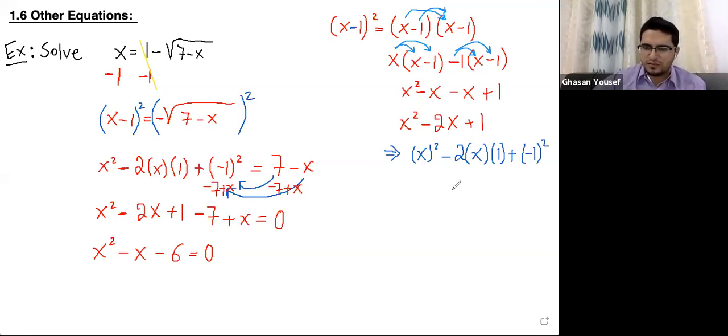This is a formula. I don't know if you say it in high school. So the first term here, x squared, is x to the power 2, minus 2 times x times 1, they give me 2x, plus the minus 1 squared, they give me 1. So both of them give the same answer: x squared minus 2x plus 1, x squared minus 2x plus 1. So you can solve it in the way you like.